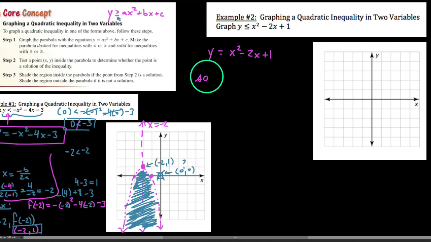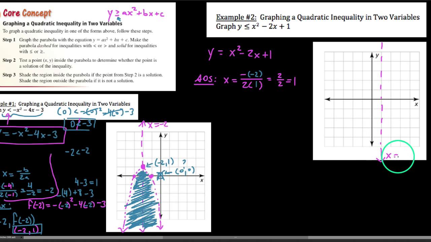So again, the axis of symmetry, we're going to need to find this first. We have negative b over 2a, so negative b, which is negative negative 2, all over 2 times a here, where our a value is 1. So we would get a positive 2 over a positive 2, which is 1. So we know that at x equals 1, we have our axis of symmetry here, and we should label this x equals 1.